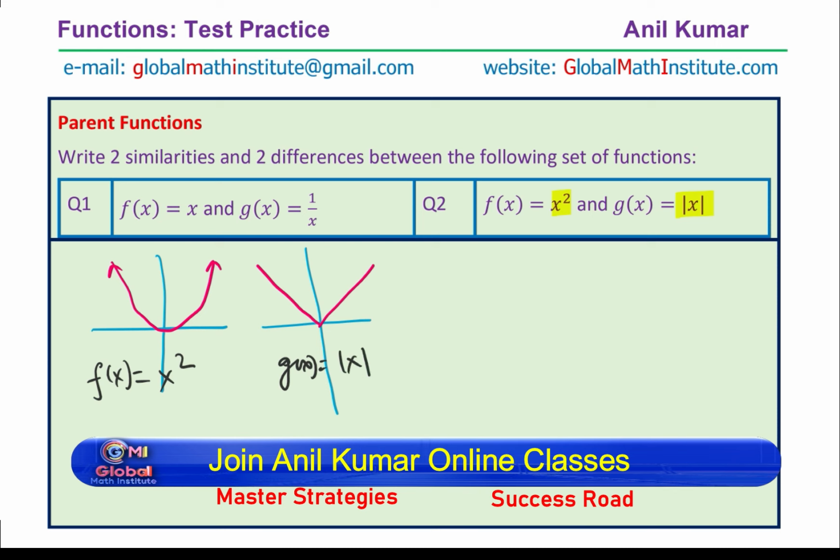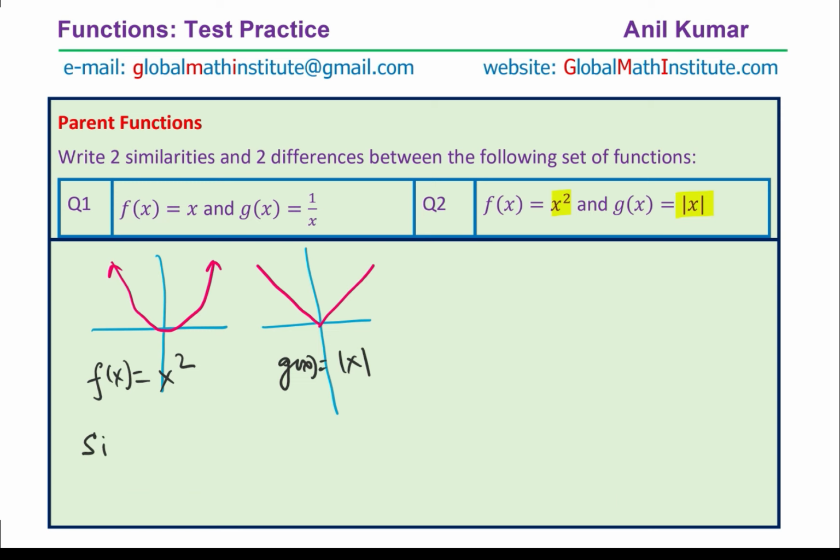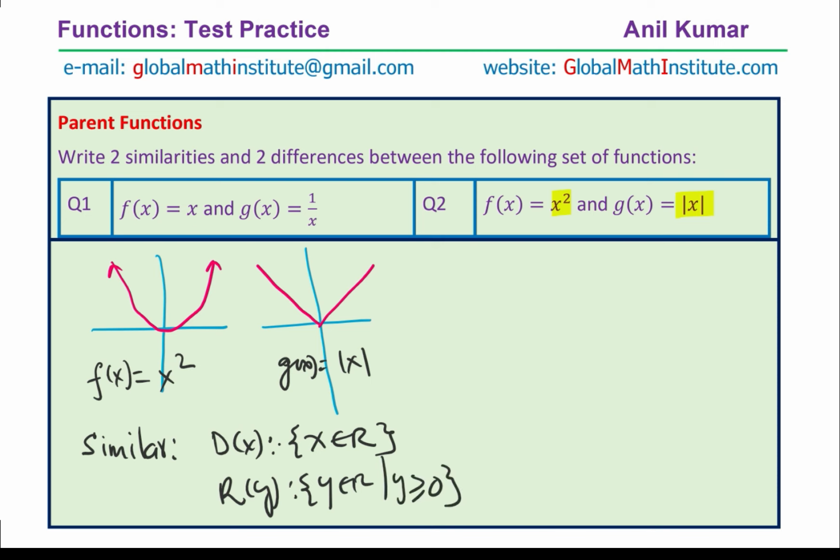Now, as far as similarities are concerned, we can list many similarities, including the domain, x belongs to real numbers, which is the same. Also, you can write the range: y belongs to real numbers where y is greater than or equal to 0. Now, many could have been written, but let's focus on how they are different. Can you tell me that?